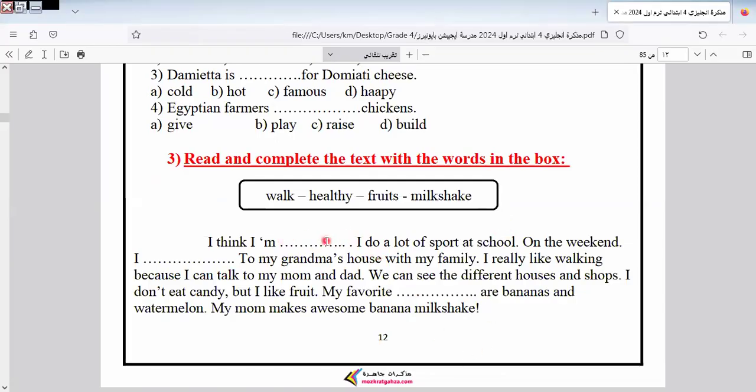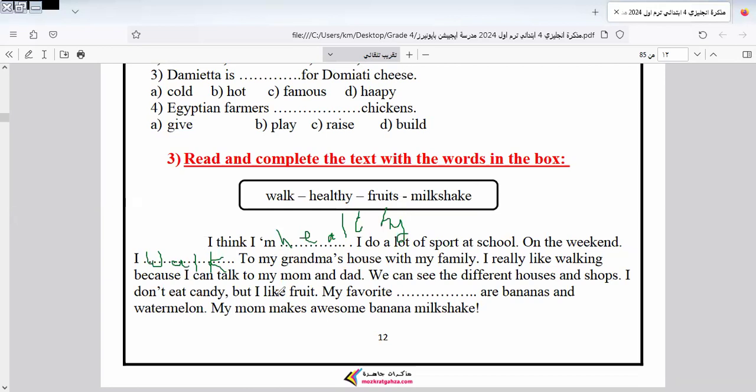Okay. I think I'm healthy. I do a lot of sports. I'm healthy. On the weekend, I walk to my grandma's house with my family. I really like walking because I can talk to my mom and dad. We can see the different houses and shops.